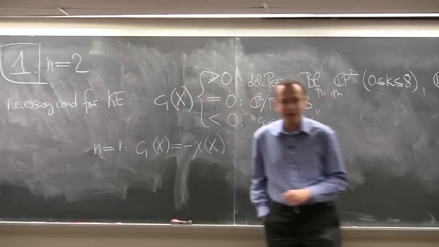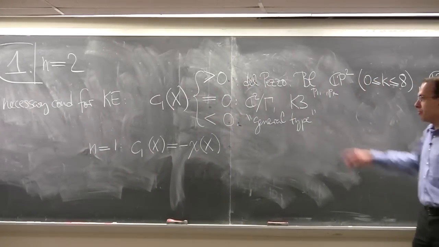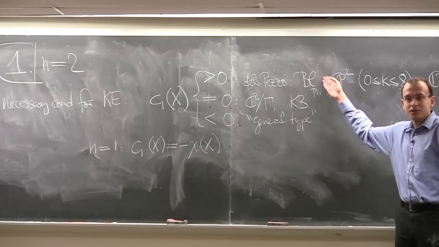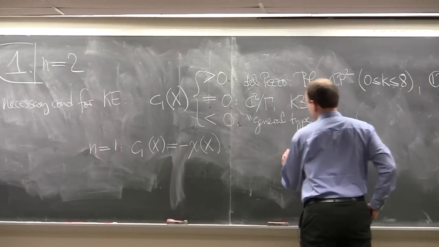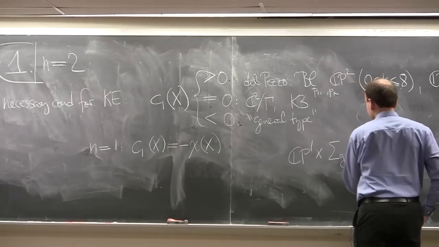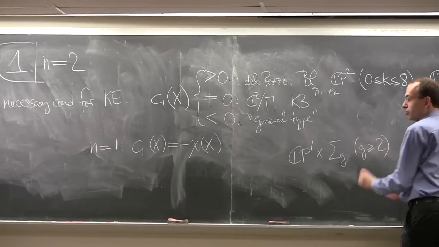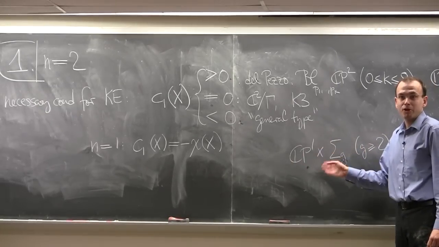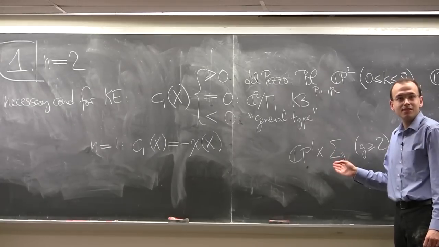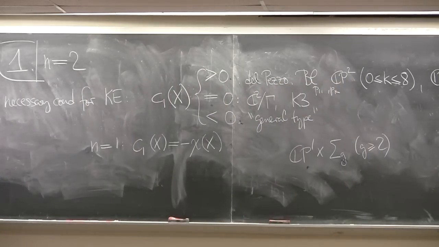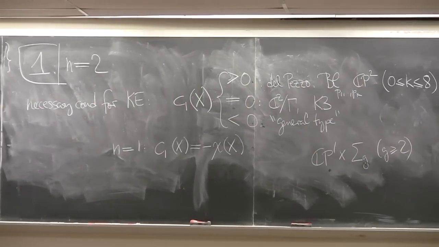What's very different from the case n equals 1 is that there are many more complex surfaces than are exhausted by these three cases. So you could take products like CP1 across a Riemann surface, sigma g with genus at least 2, something like that, because of mixed cases where the Chern class doesn't have a definite sign and where there's a priori no hope of finding anything like a Kähler-Einstein metric. So of mixed cases or fibered cases. So that's quite different from the Riemann surface case.